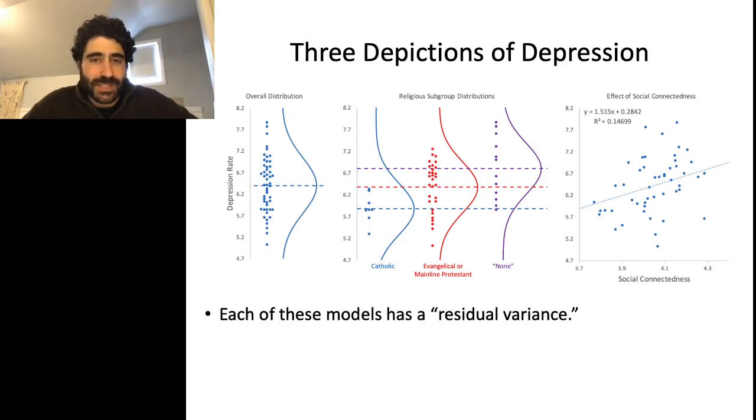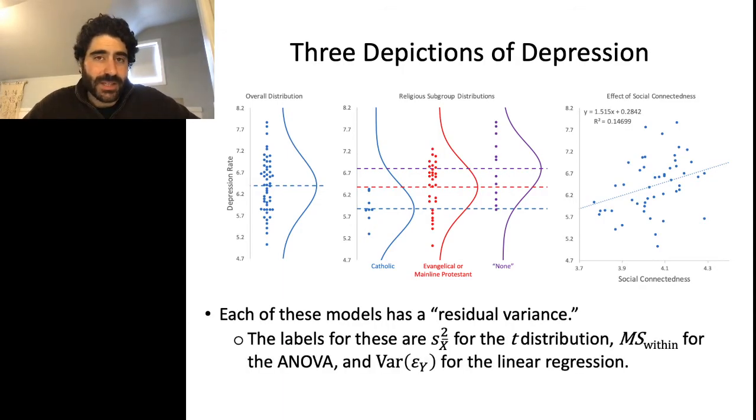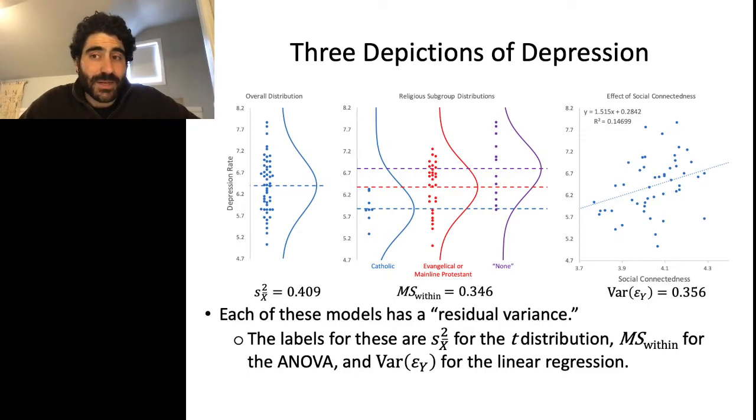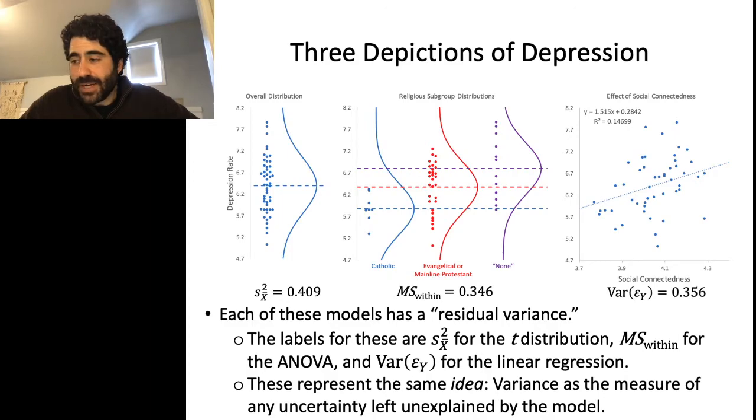Right, so in each of these models, we could get a kind of residual variance. In the t-distribution, this is simply the sample variance, the sample standard deviation squared. In the ANOVA, this is MS error or MS within, depending on the kind of ANOVA we're doing. And in linear regression, this is the variance of the residuals, those epsilon residuals. So we can measure these for each of our models. For each of these models, we get some measure of how much variability in the data is still left after we apply our model. And since these are all trying to predict the same variable, this depression rate, we can actually compare these residual uncertainties to each other.